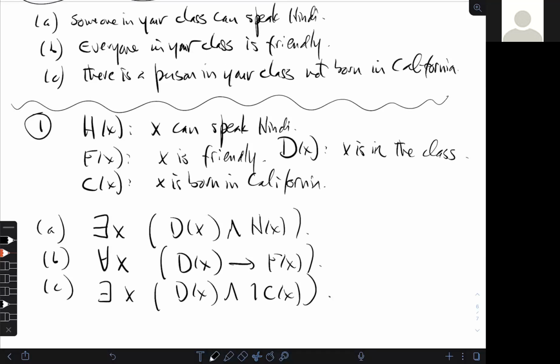For B, it's an arrow because it's dependent on the fact that the person needs to be in the class in order to be friendly. Yeah. How else are we going to do this? What you want to say is everybody in the class is friendly. If you're going to say everybody, you're going to have to use a universal quantifier. So for sure, we're going to use for all X. But for all X quantifies over all people, which is not what I want. I want to say everybody that is in the class is friendly.